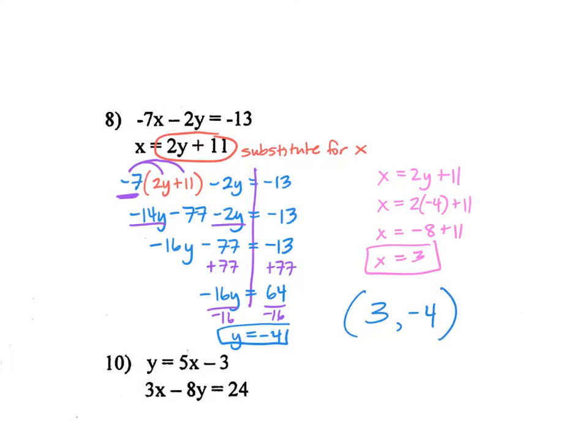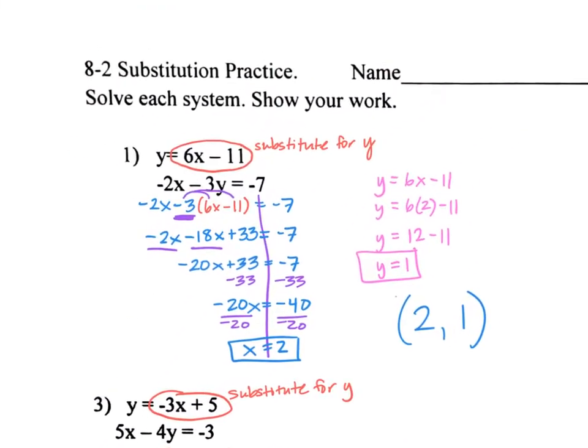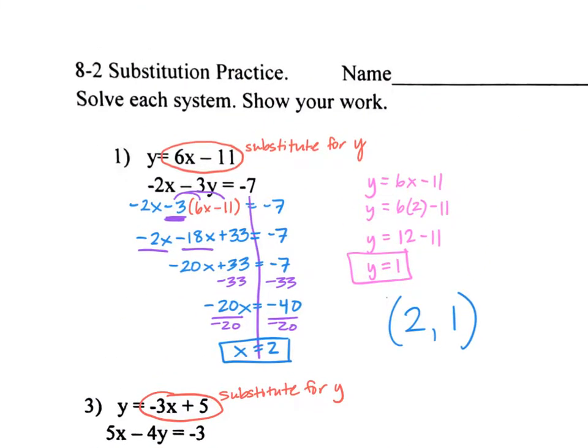If you noticed, in this problem, we solved for the y first and then solved for the x, but we still write the x number first, positive 3, and the y number second. If you compare that to number 1, it was the other way around. We did substitution to solve for the x number first, used that to solve for y, still wrote it as the x number first and then the y number second.